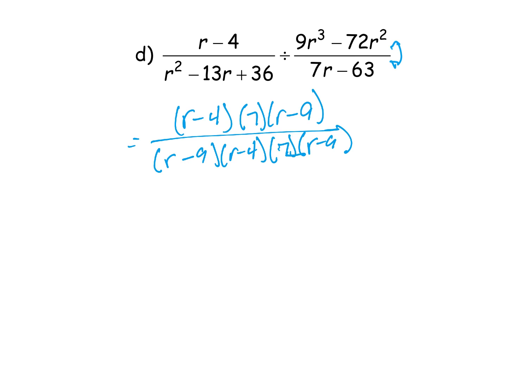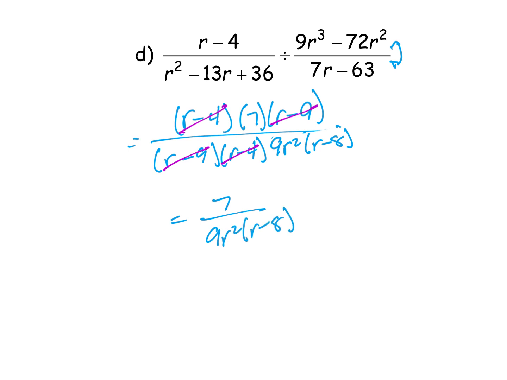Oh no, sorry. I didn't flip the second one. I was like, why is that the same? Because I forgot to flip it. 9r squared times r minus 8. There we go. That looks better. Okay. So the r minus 9 and the r minus 4 are gone. And then that's it. Then I've got my answer of 7 over 9r squared times r minus 8. Okay?